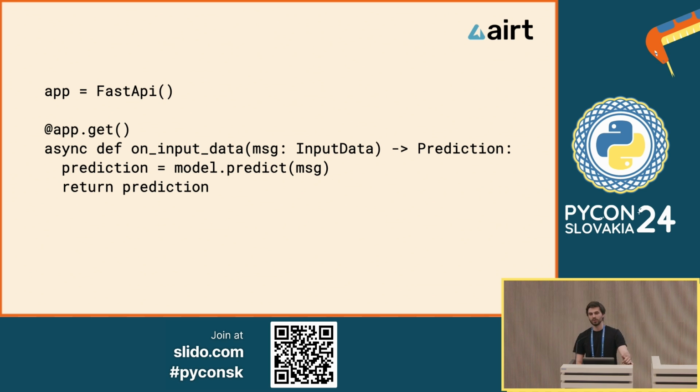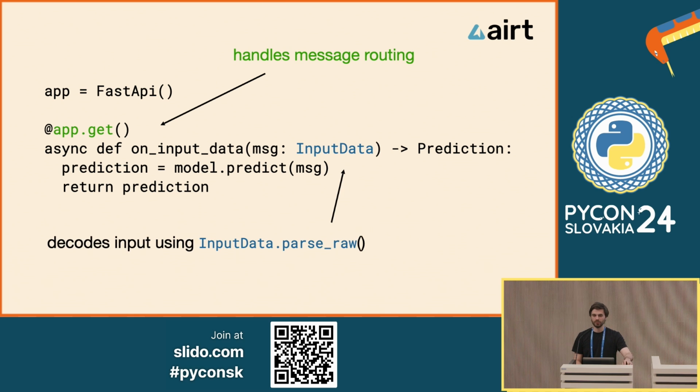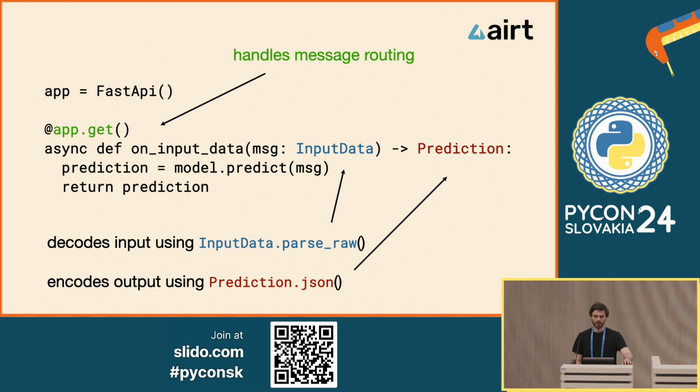So to wrap our model into a REST API, the steps were like 5 lines of Python code. You create your Fast API application, you define a GET endpoint, and inside of the GET endpoint, you receive the data, make your prediction, and return it to the requester. It works really nice. So app.get handles your message routing. The input data type is being decoded automatically by Fast API using Pydantic. And then the prediction you are returning is also being encoded into JSON automatically. You don't need to worry about anything.